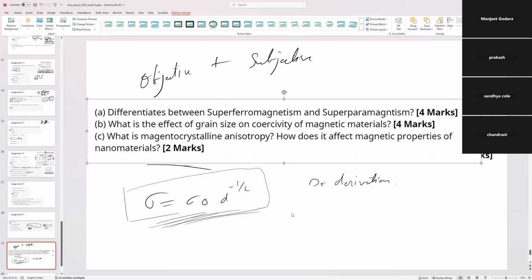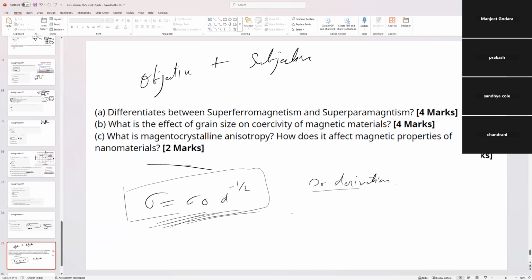superparamagnetism and paramagnetism. As you know, as your grain size becomes very small, you get superparamagnetism. Draw all the diagrams, how the coercivity is changing with particle size, and those things. Also mention the approximate range of these particle and grain sizes. What is the effect of grain size on the coercivity of a magnetic material?